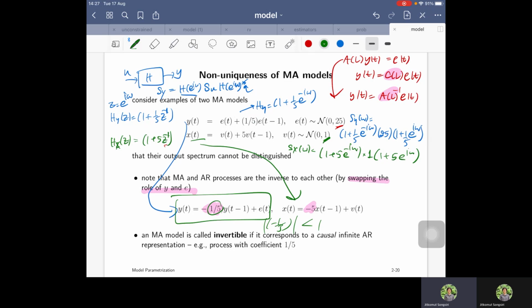So then it comes to the definition. You have two processes that have the same spectrum property, but when you invert, it gives you different AR processes. One is a stationary one, the other one is non-stationary. So we say the MA process is invertible if when you take the inverse, it corresponds to a causal infinite AR representation, and that's the one that has the stationary property. So this is the term invertible.